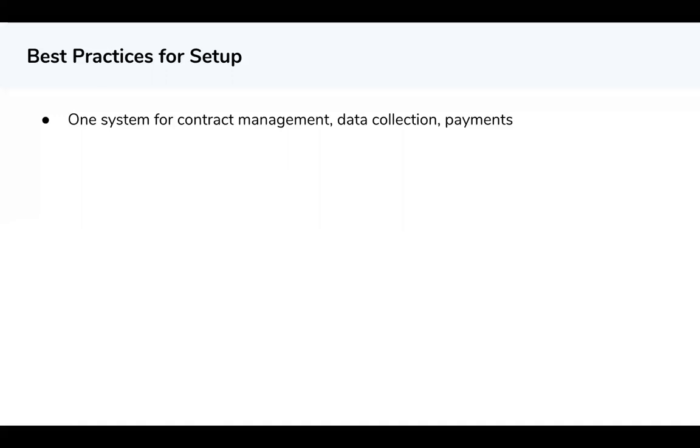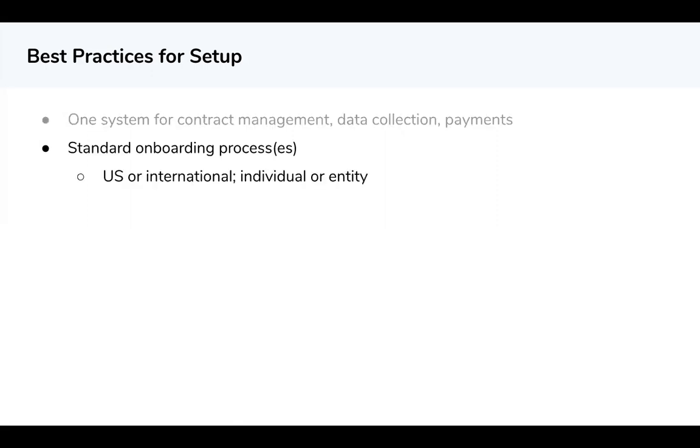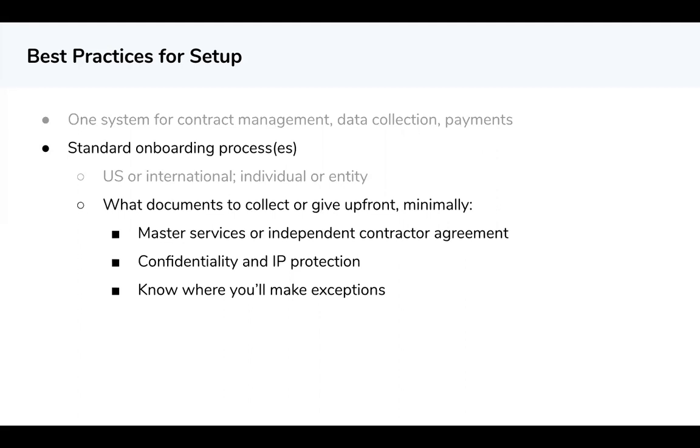So if I haven't said this enough yet, it's really important for you to have the least number of tools possible. Ideally, you'll have one system that you choose that will handle at least your contracts, data collection, and your payments. Then you want to figure out what your standard onboarding process is. Is the process different for your US or international workers? And how about if they're individuals or entities? And what do you want to collect from each liquid worker that's coming on board? Minimally, we suggest having a standard template for master services or independent contractor agreement and confidential and IP agreement, and know where you feel comfortable making exceptions.